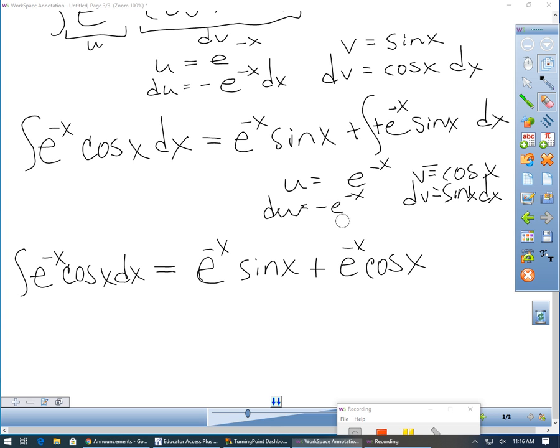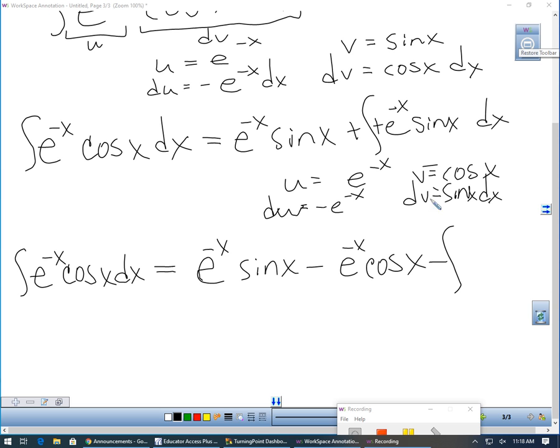So I'm going to change this plus to a minus. You guys are all right with that, right? And then minus the integral of v, which is negative cosine x, du, which is also a negative. Those two negatives together are going to become a positive in our integral, okay? So I have e to the negative x cosine x dx. Are we all good with that? So what do you notice about that integral I still have hanging out down there? It's exactly the same as where we started, right?